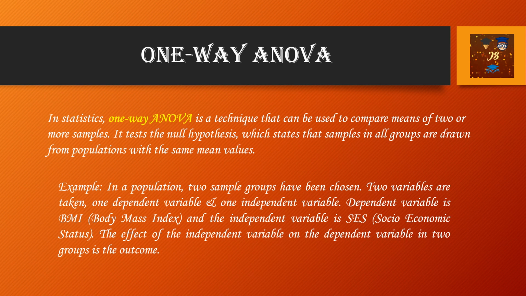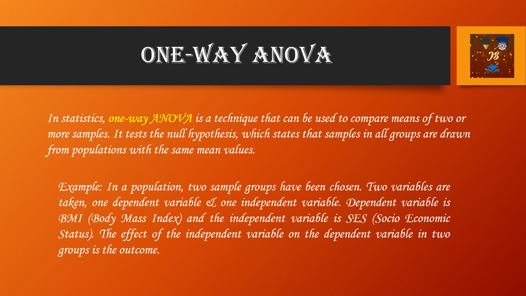Now, for the example, in a population, two sample groups have been chosen. Two variables are taken, one dependent variable and one independent variable. Just now I have told what the dependent variable and the independent variable are. The dependent variable is dependent on the independent variable, but the independent variable is never dependent on the dependent variable.